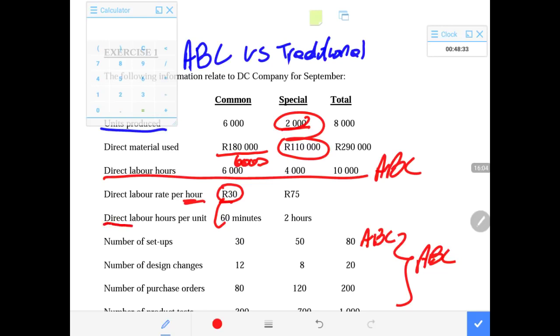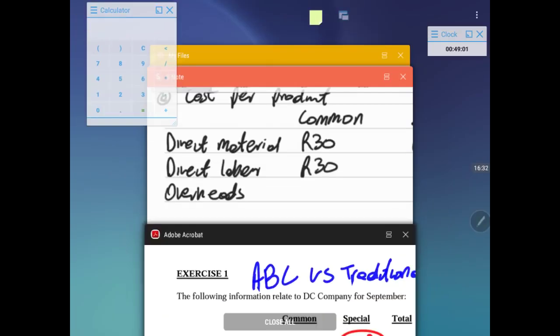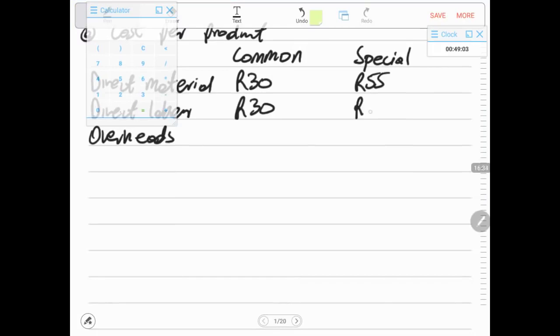Remember, this is direct labor hours per unit. The fact that they say hours doesn't mean everything will just be hours, but here they clearly stated that it is hours, while it is given in minutes. Hence we had to do that conversion. So it was 1 times 30, which gave us 30. Then for the second one, it was 75 times 2, which will be 150 rands. So the direct labor cost for the special product is 150.